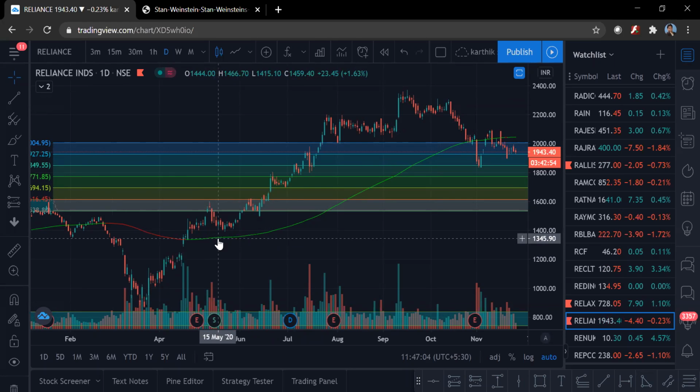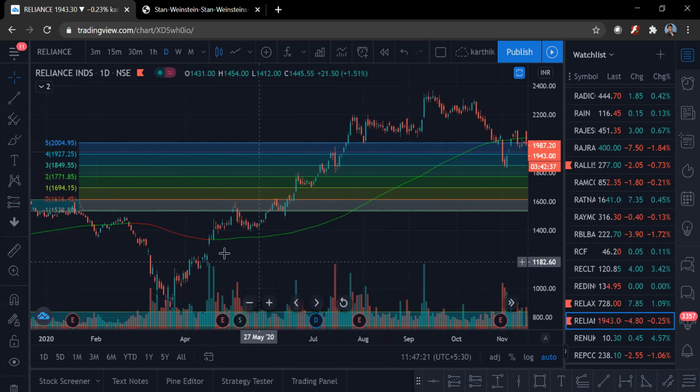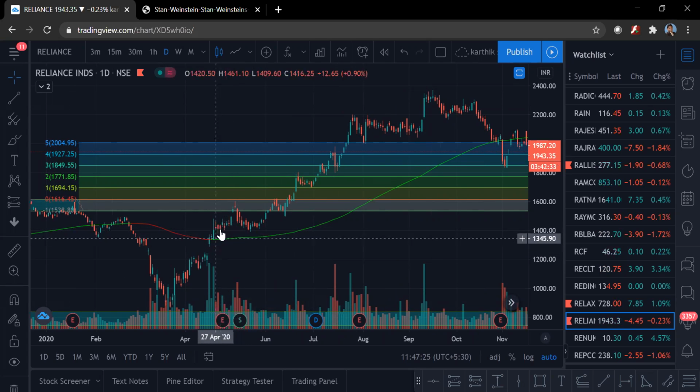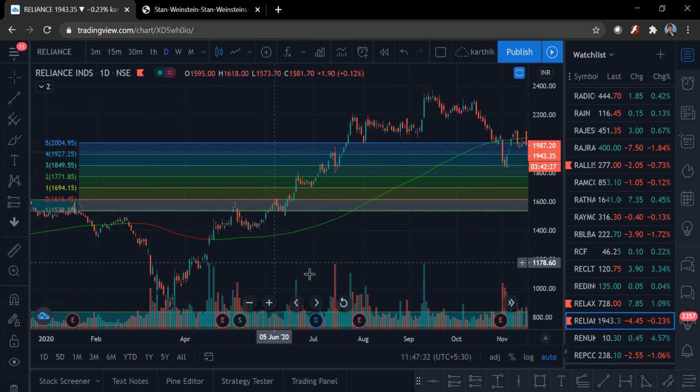150-day period WMA. It's a weighted moving average for 150 days. That is equal to 30-week EMA. We look for stocks that are above this indicator. It turns green when the stocks are above, and it turns red when the stocks are below.